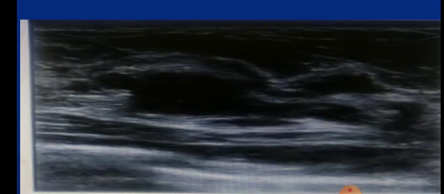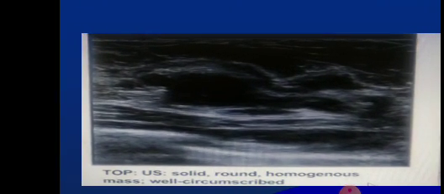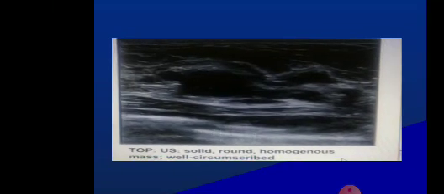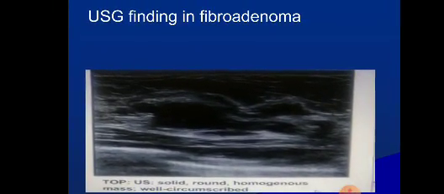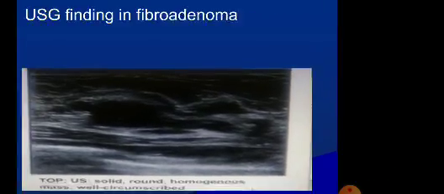What happens with a malignant lesion? Malignant lesions are more vertically placed, because they go deep and invade the tissue. Here the horizontal oval mass, round oval mass is present on the USG, a well circumscribed homogeneous mass. So most probably it's a benign lesion, and the most common benign lesion in the breast is a fibroadenoma. So on the basis of USG you can say it's a benign lesion.